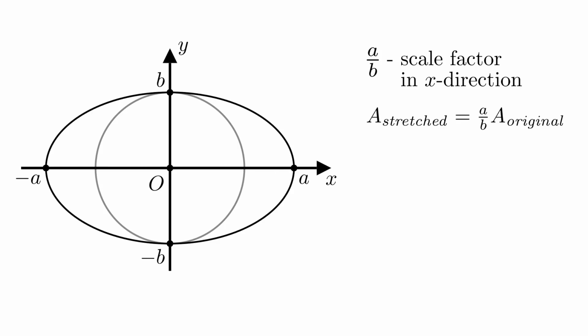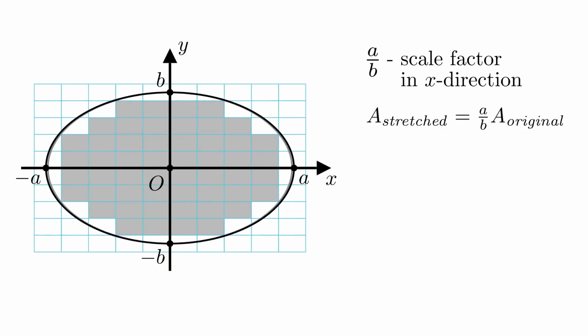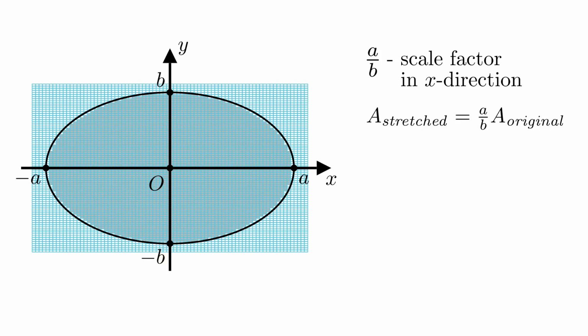To see how this applies to an ellipse, we'll introduce a square grid. And we'll approximate the circle with squares that are inside the circle. When we stretch it, we get an approximation of an ellipse that consists of rectangles. Its area changed by the scale factor a over b. As we make the grid smaller and smaller, the approximation gets better and better, which means that the area of our ellipse is equal to a over b times the area of the circle.